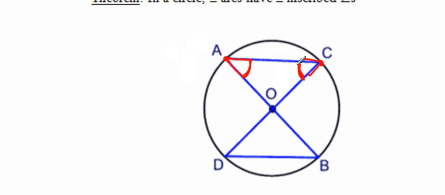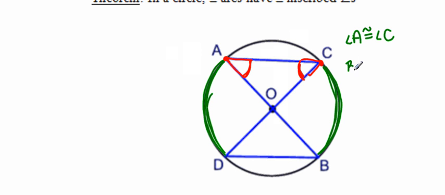Well, the intercepted arc for angle A is going to be arc CB. And if we look at the intercepted arc for angle C, that's going to be the arc from A to D. So again, what this is saying is that if angle A is congruent to angle C, then angle A's intercepted arc, arc BC, must be congruent to angle C's intercepted arc, which we said was AD. And the reverse of this is true as well. If we know that the green arcs are congruent, it must follow that the red inscribed angles are congruent also.